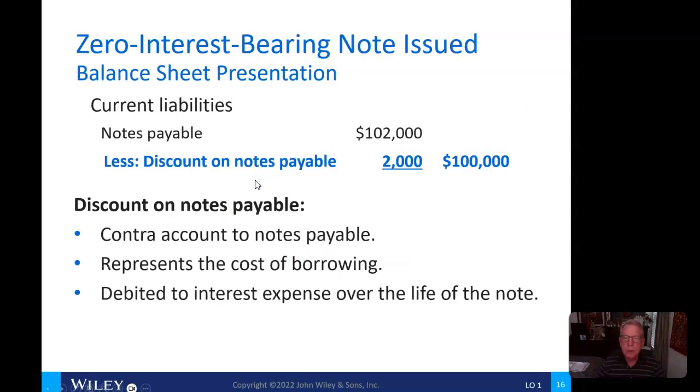Now, as we look at the current liabilities, our notes payable here, $102,000. We have a discount on the notes payable, so our carrying value is $100,000. This discount is a contra account to notes payable. We show it as a reduction of notes payable, and it represents the cost of borrowing. And we debit it to expense over the life of the note.